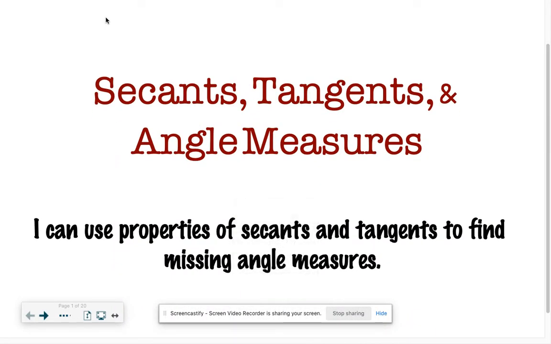Hello, everyone. This is our next lesson on secants. This is the point in the chapter where things are all going to look the same, and it's going to be hard to keep everything straight, okay? So take good notes, try to pay attention, and we will work through it together. We are going to use properties of secants and tangents to find missing angle measures.